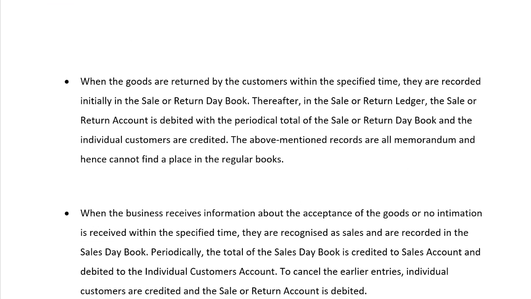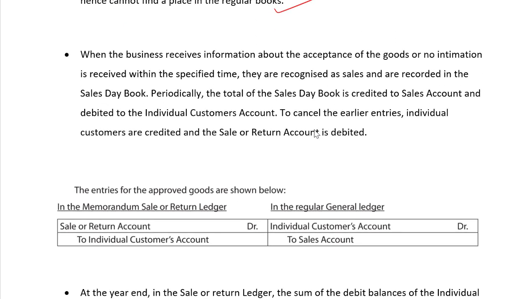Next, when goods are returned by the customer within the specified period of time, they are recorded initially in the sale or return day book. Thereafter, the sale or return account is debited with the periodical total of the sale or return day book, and the individual customers are credited. The above-mentioned records are all memorandum and hence cannot find place in the regular books like the profit and loss account and the balance sheet.